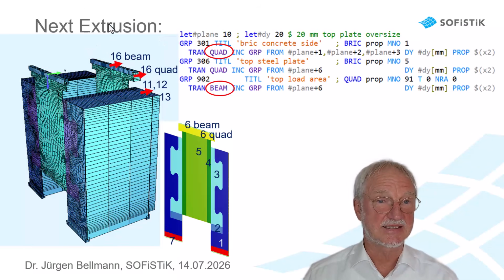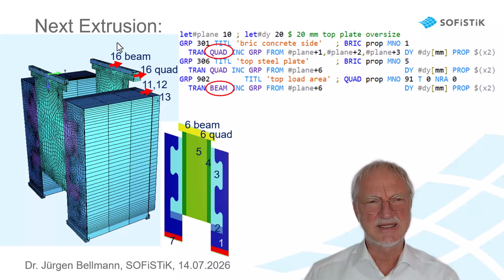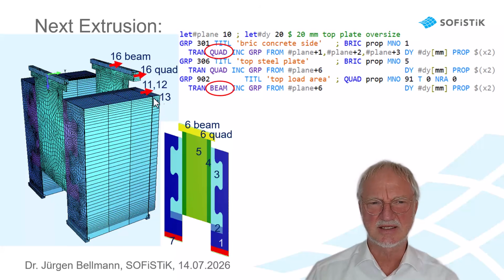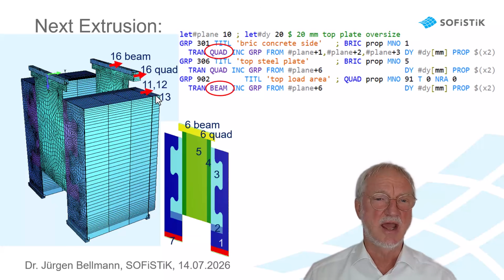In this next extrusion, we now use these copied master groups 11, 12, 13, because plane is set to 10. We copy the quad groups 11, 12, 13 to brick elements. That is the next volume extrusion. And the same we do here with this area 16. The area 16 is also copied to brick elements, but with material number 5, that is steel.